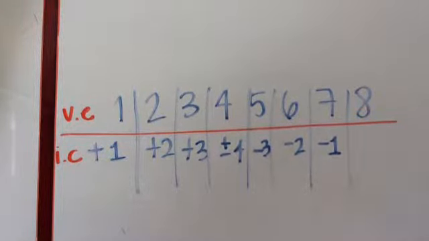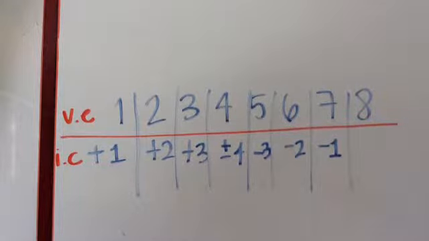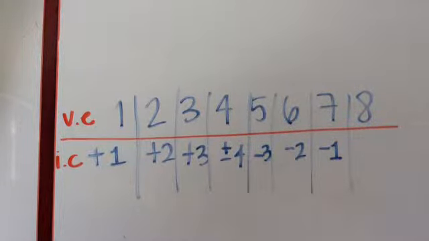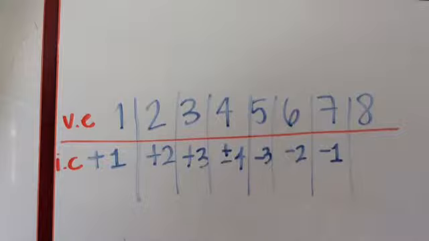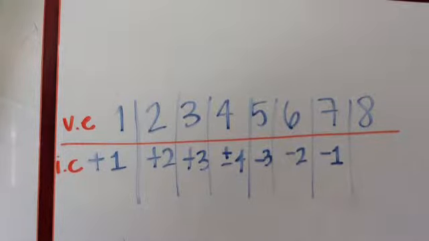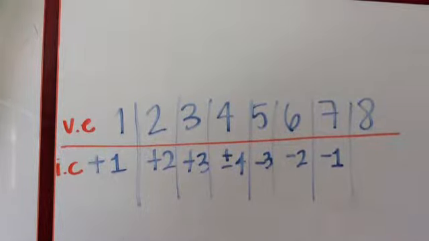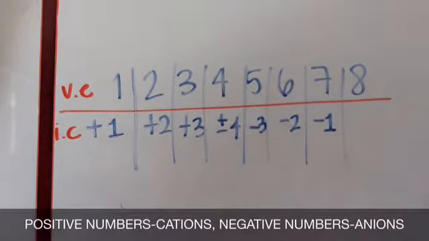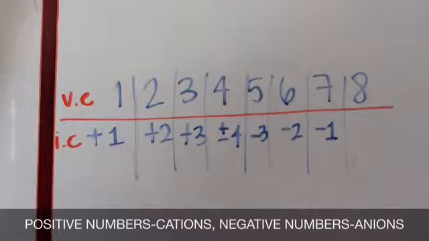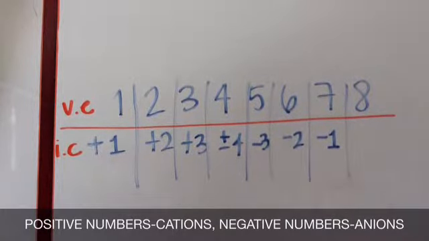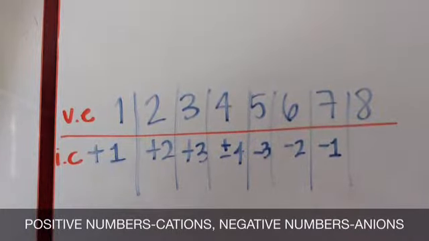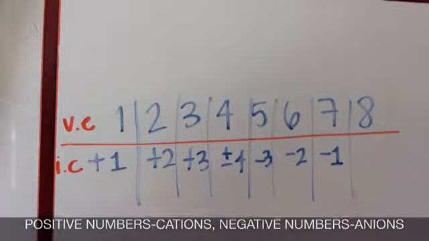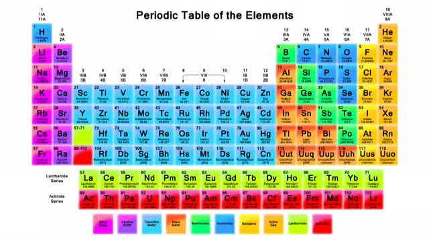Now, for you to know the valence electrons, in Group A, you'll have 1A, 1 valence electron, 2A, 2 valence electrons, 3A, 3 valence electrons, and so on. The positive numbers are called cations, and the negative numbers are called anions, and the 4 is in between cation and anion. Each group on the periodic table has its own name.